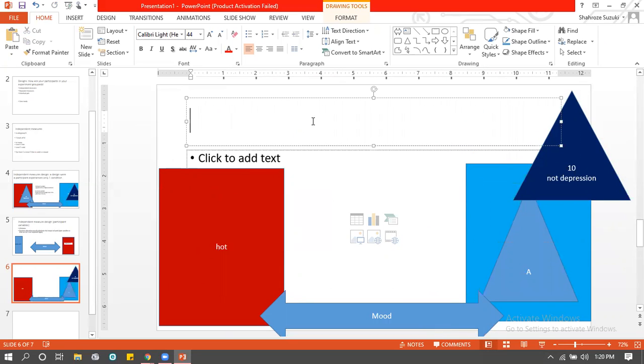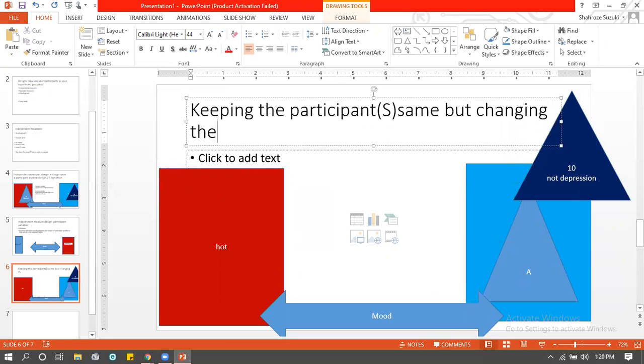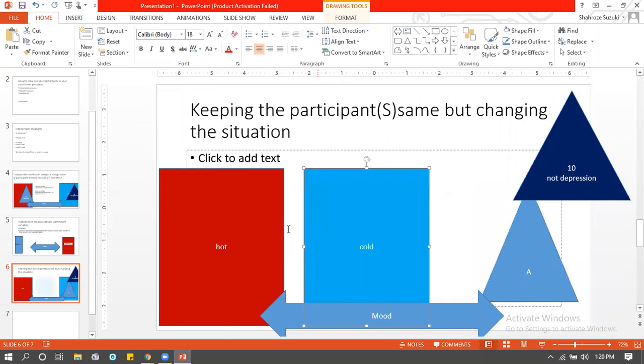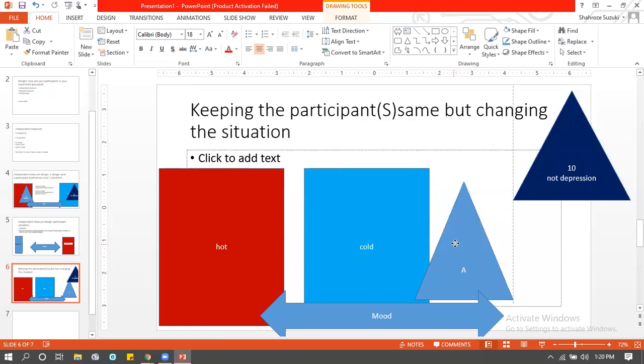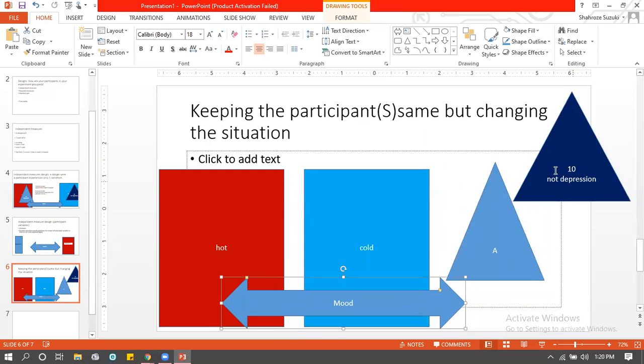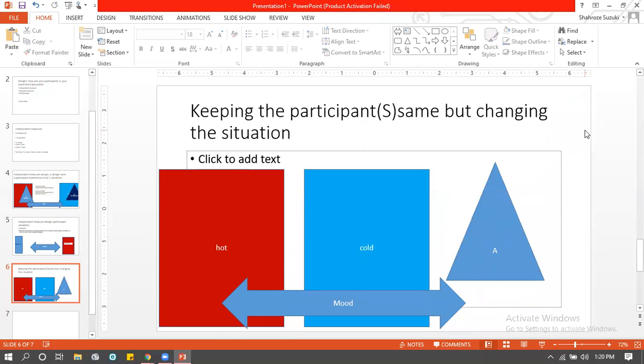So basically, what we're doing is keeping the participant the same but changing the situation. Let's suppose there are three temperatures: hot, cold, and medium. If there was a third temperature, this guy would also sit in the third temperature and record his mood, and we compare at the end of the result which temperature increases his mood the most, and which temperature decreases his mood the most.